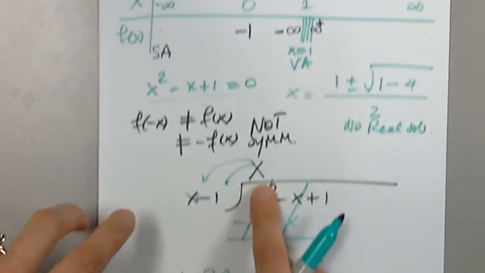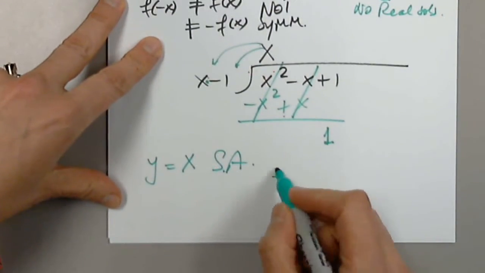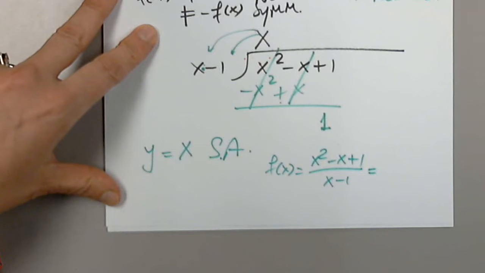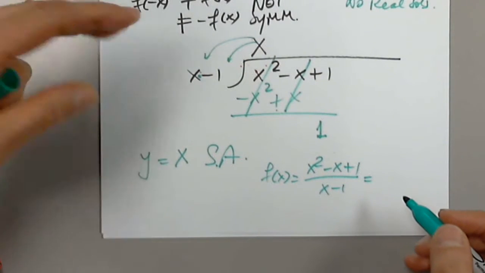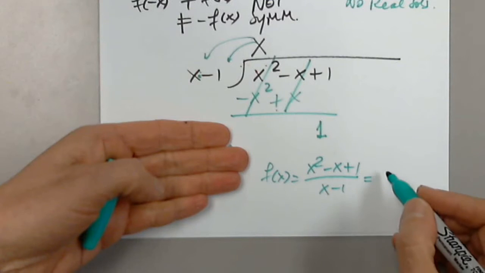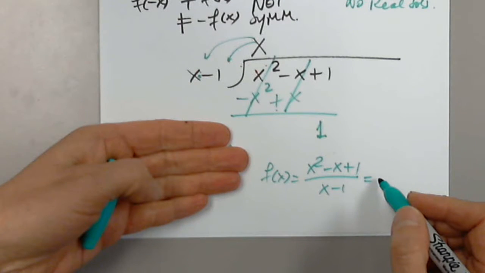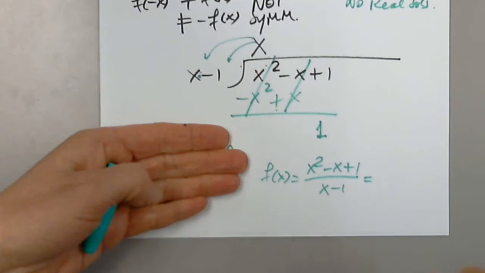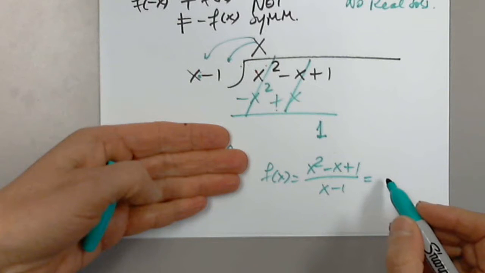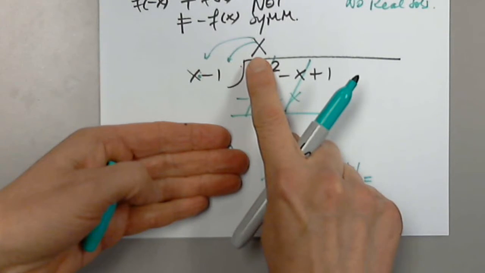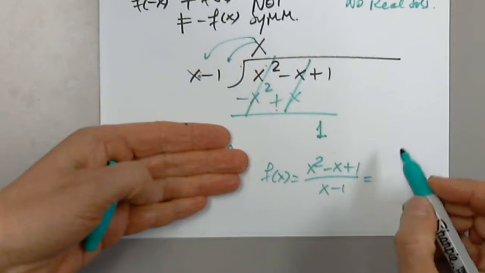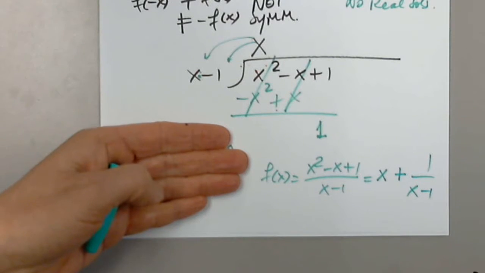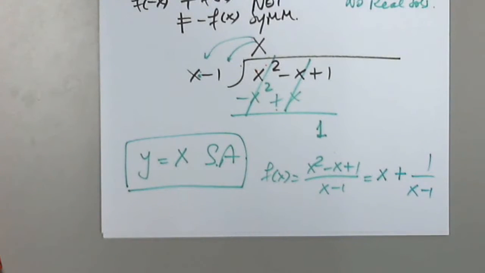Just the quotient. So if you want to change this function, so from f of x, x squared minus x plus 1 over x minus 1, how will you write? Forget about this for a moment. Let's just write it. X equals 0. Just tell me what is the division? What is the result? 1 and 0. You have to write the quotient first, right? So it's x plus 1 over x minus 1. That's it, right? Only the quotient is the slant asymptote.